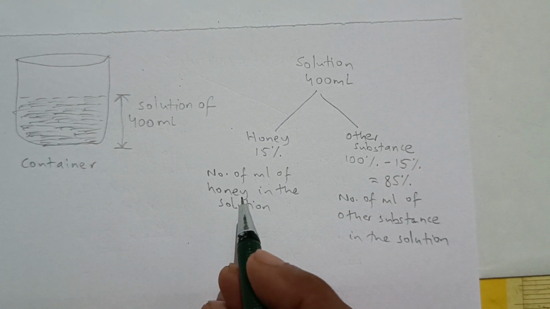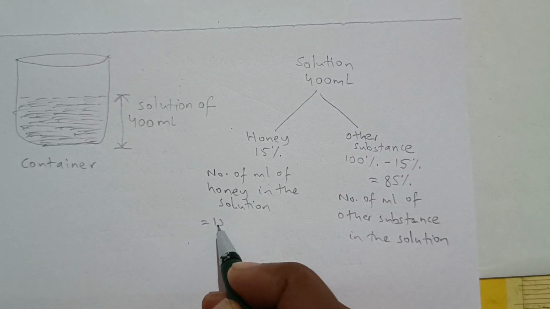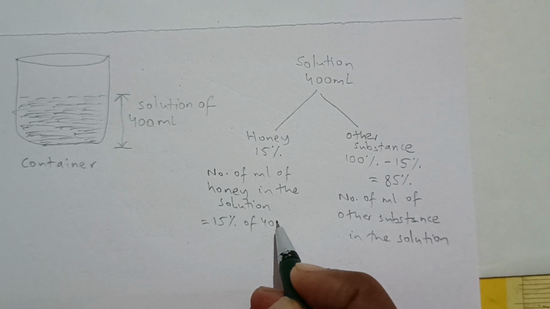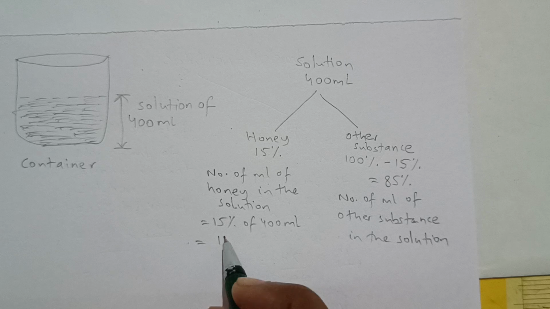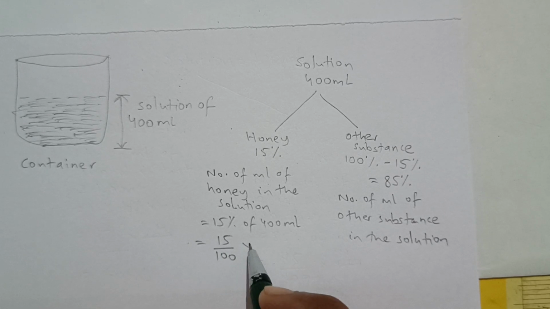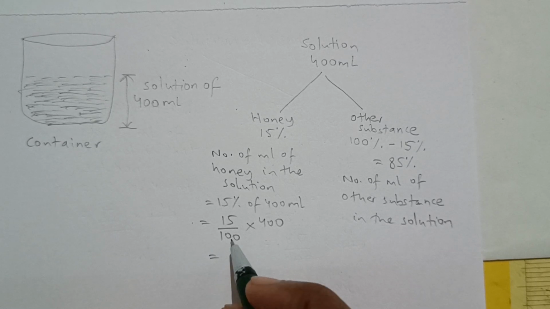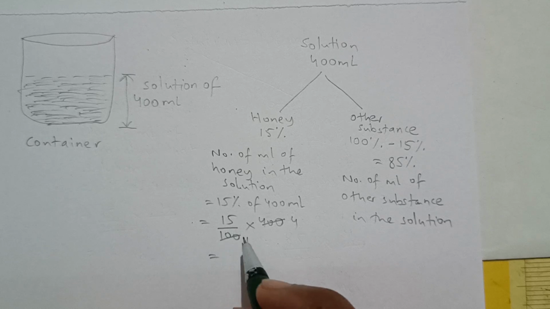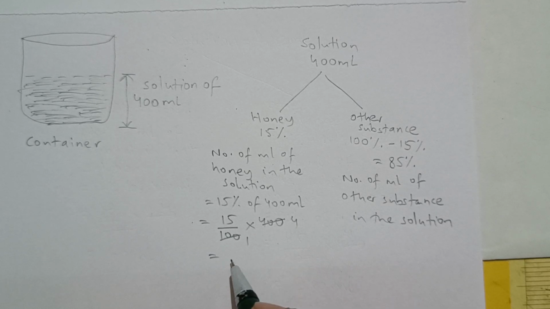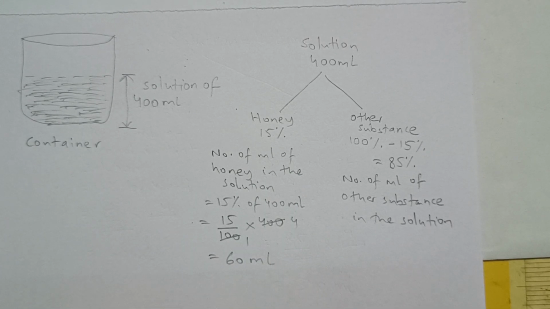So the number of milliliters of honey in the solution will be 15% of 400 milliliters. So how much is that? 15% is 15 by 100, multiplied by 400. 100 ones are 1, 100 fours are 400. So 15 into 4 is 60. So the number of milliliters of honey in the solution is 60 milliliters.